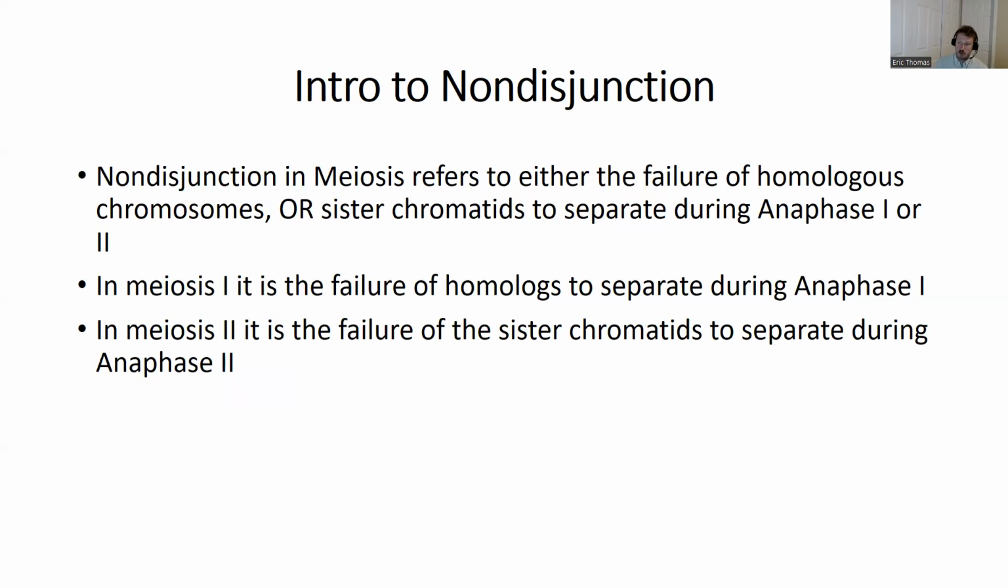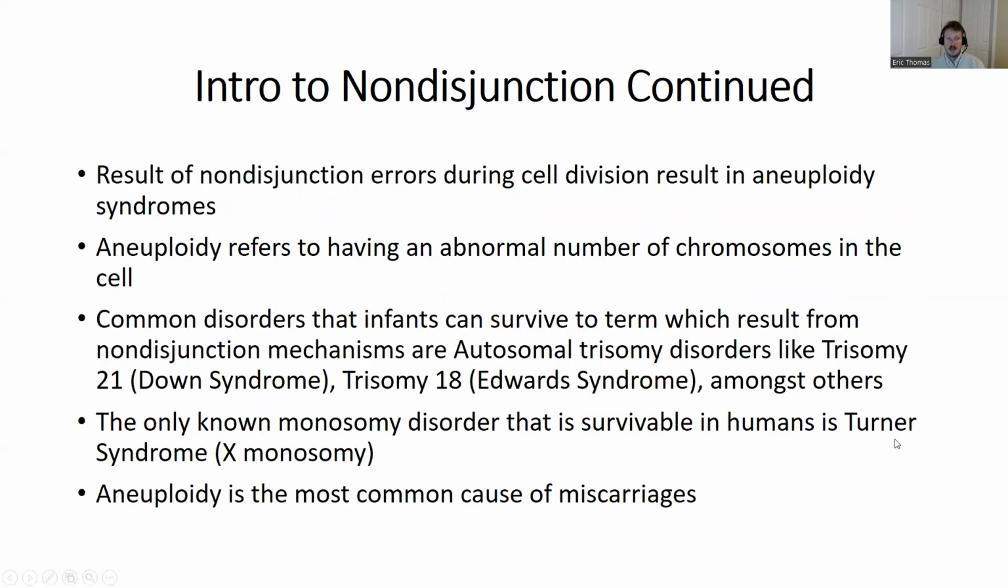And when there is an abnormal number of chromosomes, it leads to major problems. So nondisjunction in meiosis refers to either a failure of homologs to separate during anaphase 1, or the sister chromatids to separate during anaphase 2. So nondisjunction can happen at both stages. The result of these nondisjunction errors is what we call aneuploidy syndromes, which refers to having an abnormal number of chromosomes.